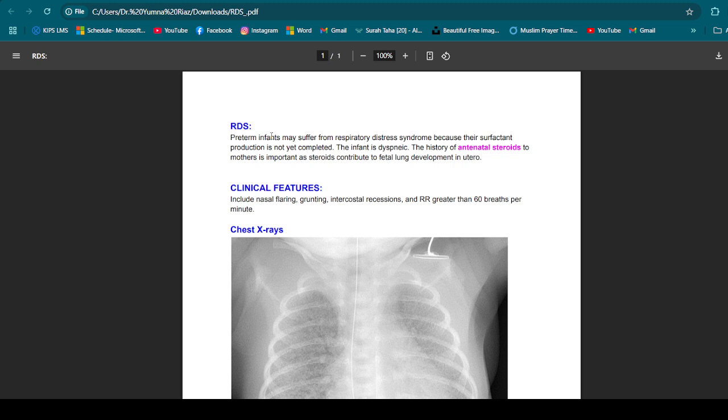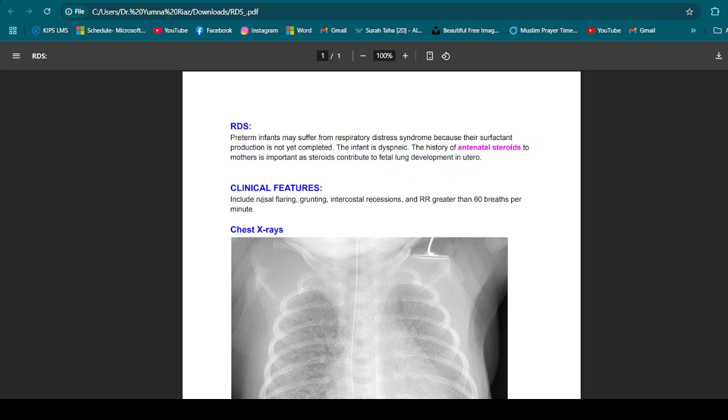Preterm infants may suffer from respiratory distress syndrome because their surfactant production is not yet completed. You know that surfactant is involved in aerating the alveoli, and when surfactant production is not completed, the alveoli will collapse. The infant is dyspneic, and the history of antenatal steroids to the mother is very important because steroids contribute to fetal lung development in utero.